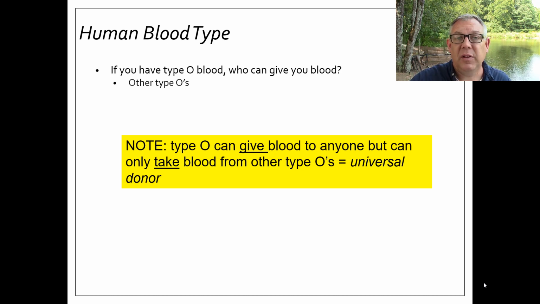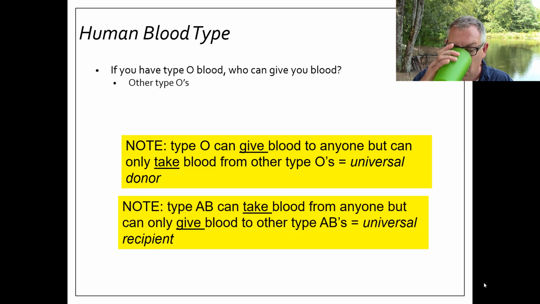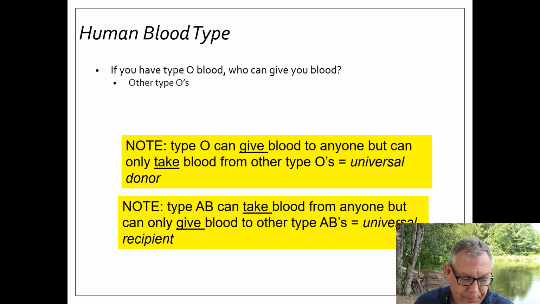And so that's if you have type O, and if you've ever given blood, you know that your blood is a little bit more valuable than everybody else's blood, because you can just slap that blood into anybody. So, if you got type O blood, you're a superstar down at the Red Cross. And so this is what I said earlier. Type AB can take blood from anyone, but can only give blood to other type AB. So AB is the universal recipient.